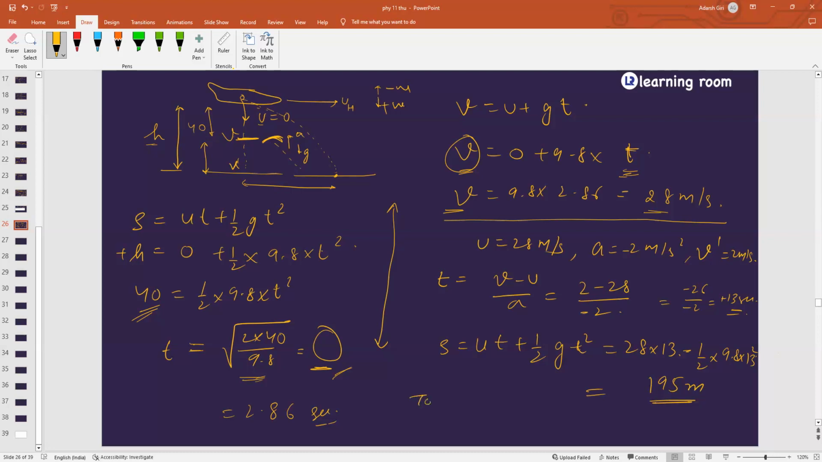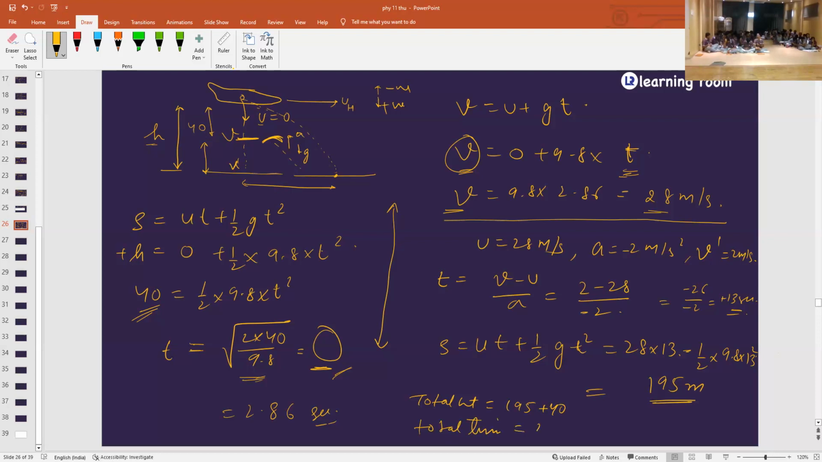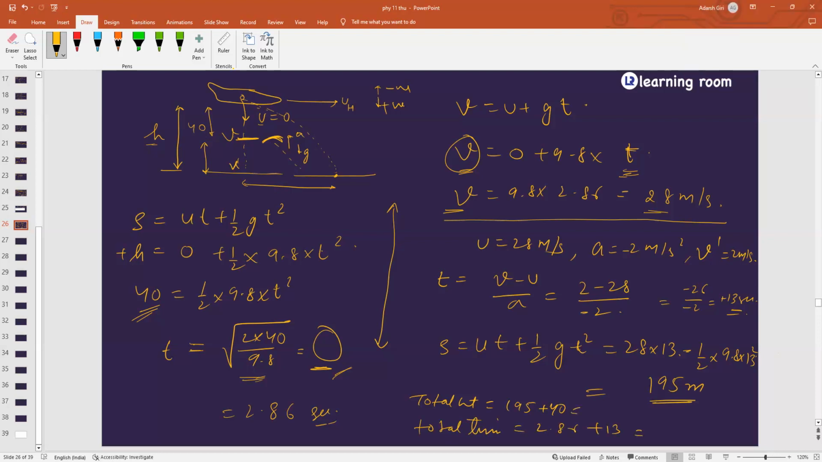So total height was 195 plus 40. And what was the total time? It took 2.86 seconds before the parachute plus 13 seconds after the parachute. So it was 235 meters total height it traveled, and total time was 15.86 seconds. Did you understand it or not? Or shall I repeat it again? Tell me.